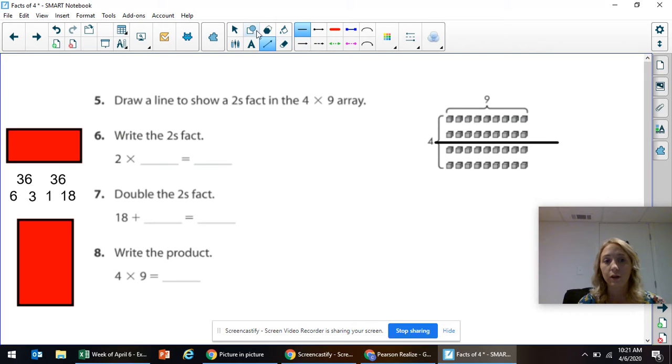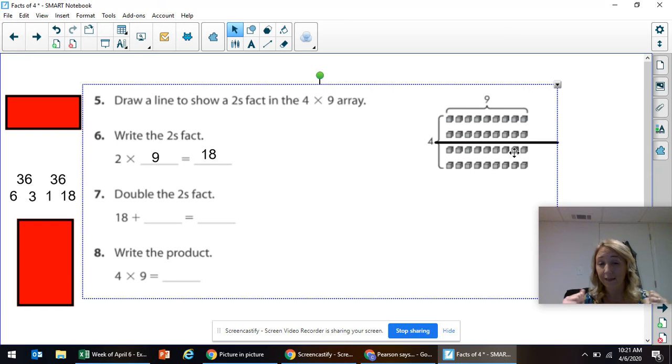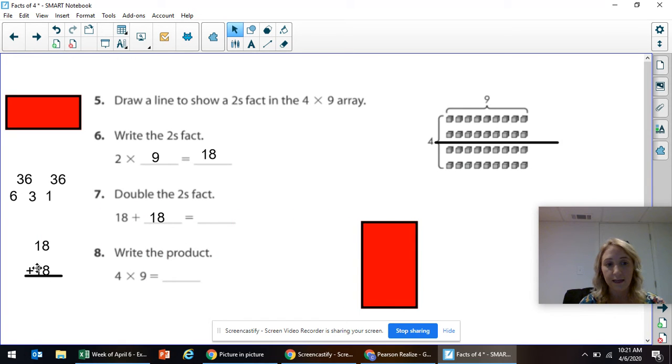Okay, so looking at that, 2 times 9, 9 plus 9 is 18. And you double it now because you have 2 of them. Here's a 2 times 9, and here's a 2 times 9. That's why we add them. So then we're going to add 18 plus 18.